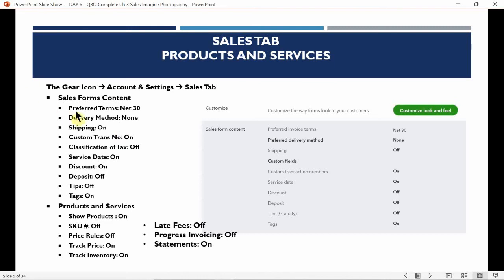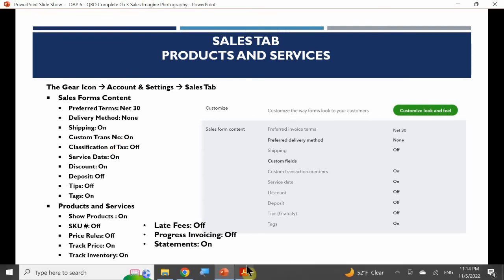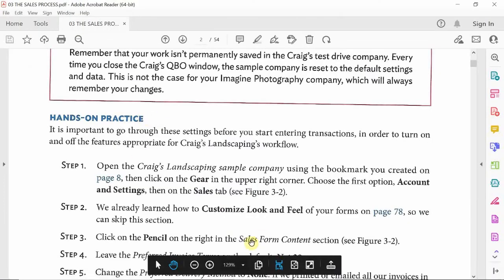So we definitely want to go ahead and put preference terms. We're going to make it net 30. We're going to have some delivery methods, but we're not going to have any. We're going to turn on some shipping. We're going to also turn on custom transaction number.